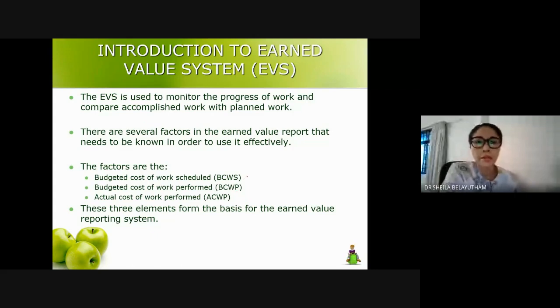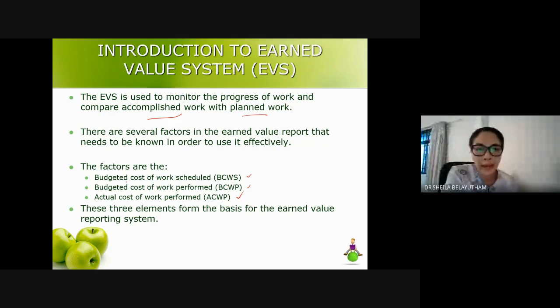You only have 3 variables here. The earned value is used to monitor the progress and compare accomplished work with the planned work. So you are basically comparing whatever you have planned with whatever you have actually performed. There are several factors in the earned value. This is where you need to know by heart.